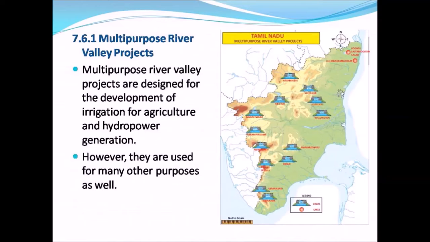Hydropower plants capture the energy of falling water to generate electricity. However, these multipurpose river valley projects are used for many other purposes as well. They are used to control floods. They are used in inland navigation, water supply for industrial and domestic purposes, and in fish breeding. The map here shows the places where the multipurpose river valley projects are constructed.